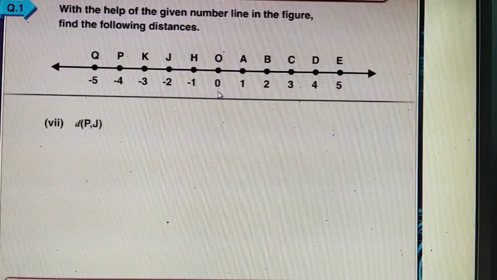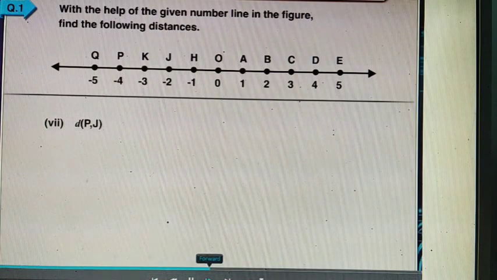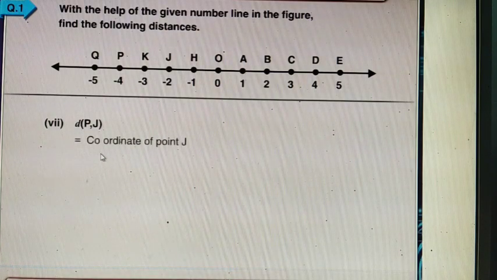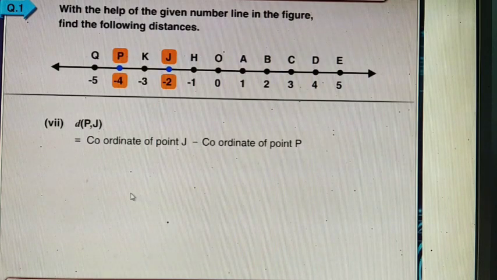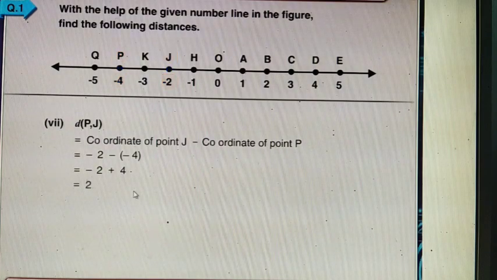Seventh, distance between P and J. Here minus 2 is greater than minus 4. Therefore we will take coordinate of point J minus coordinate of point P, which is equal to minus 2 minus of minus 4, equal to minus 2 plus 4, which is equal to 2.